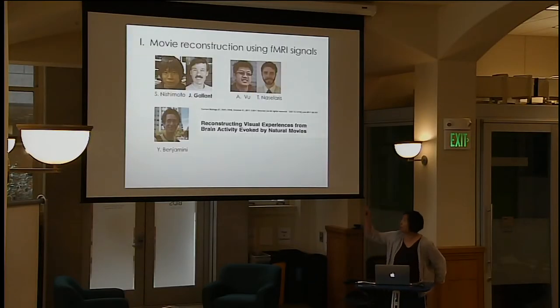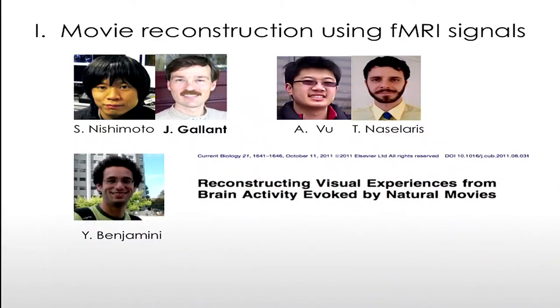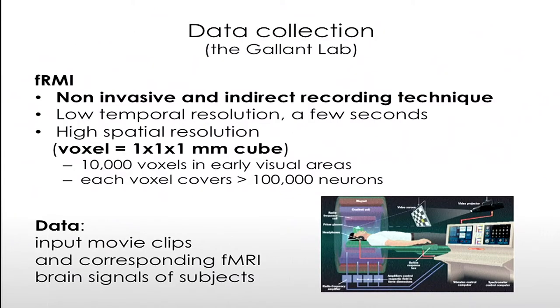The first project, Jack is the second person, is kind of an old project, published in 2011 in Current Biology. My team was Yuval Benjamini, now back in Israel, and Shinji, now a professor back in Japan. So this is the team. That's the first project we worked on with Jack. We have been working together for 10 years. The data was collected by Jack's lab, so it's fMRI. Everybody heard about fMRI? It's not direct neuron measurement. It's indirect, has pretty good temporal and spatial coverage, but really measures oxygenated blood flow.